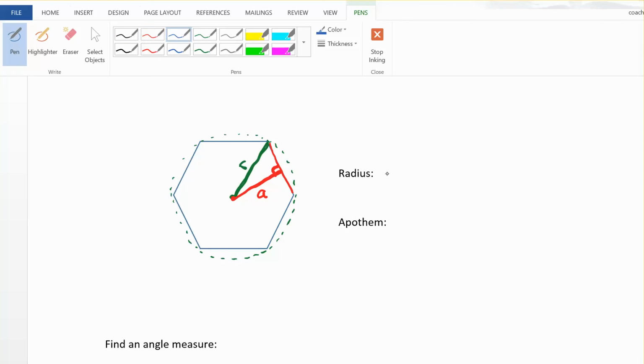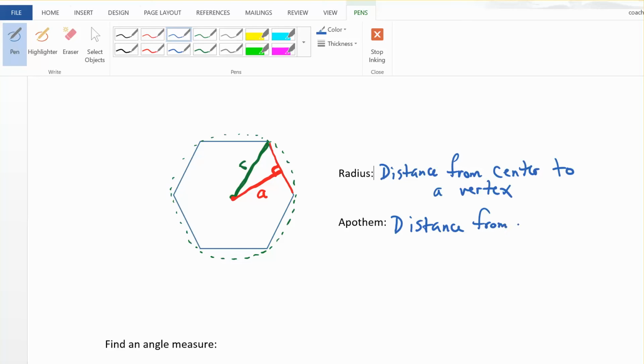Okay, so let's fill that in for our notes real quick. The radius is the distance from the center to a vertex. And the apothem is the distance from the center to a side. There are the 2 differences. All right, we'll work with the apothem quite a bit.